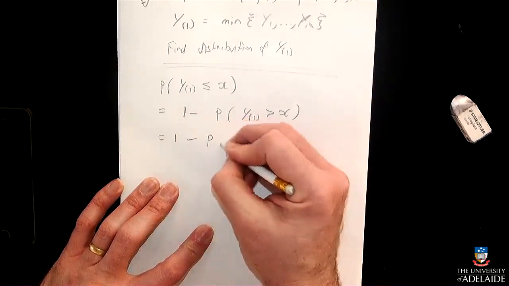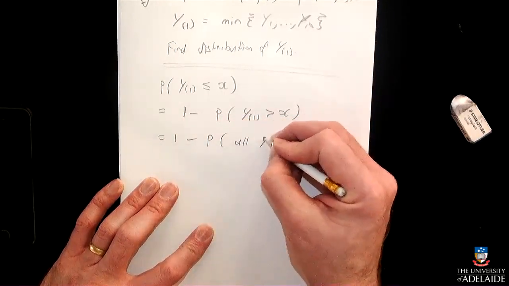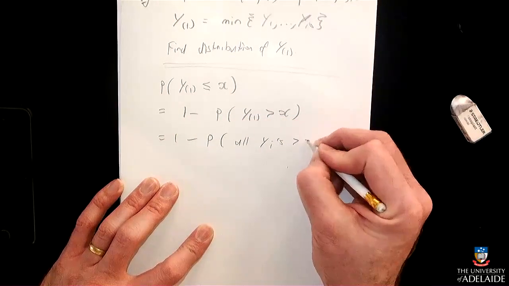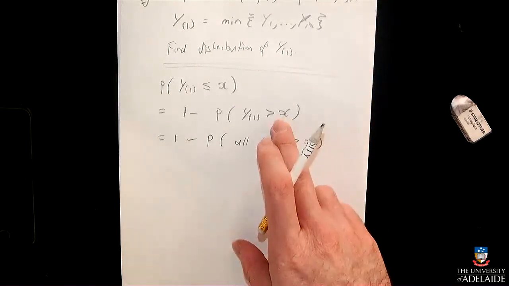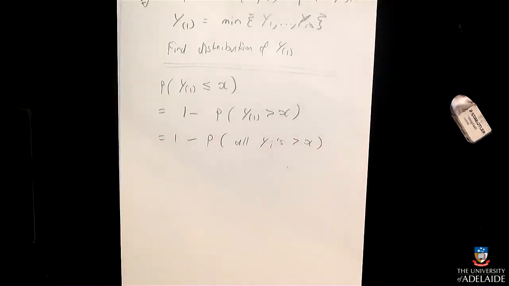And for the minimum to be more than x, all of the yi's have to be greater than x simultaneously. Because if they're all more than whatever this number x is, the minimum has to be more than that as well. That's the literal meaning of the minimum being more than x, that everything's more than x. Okay, cool.